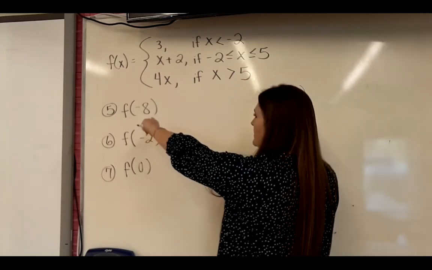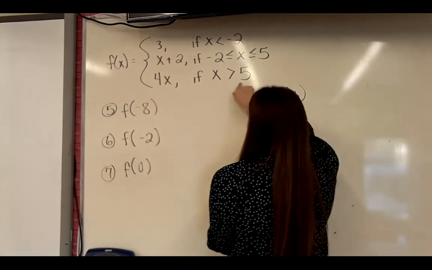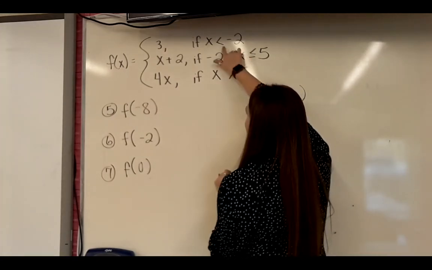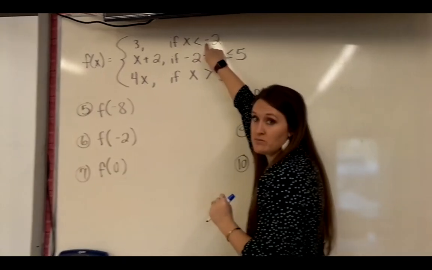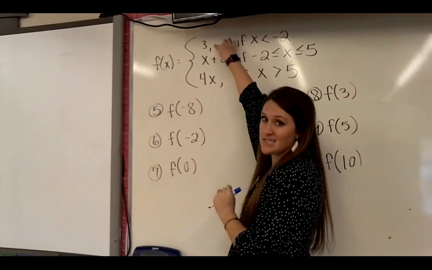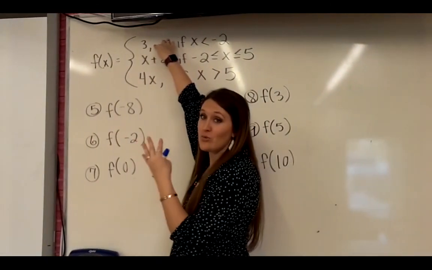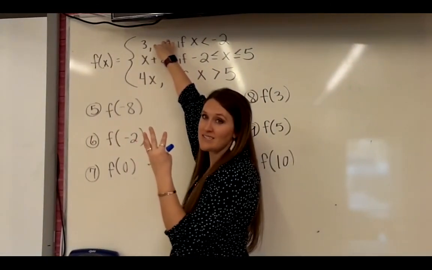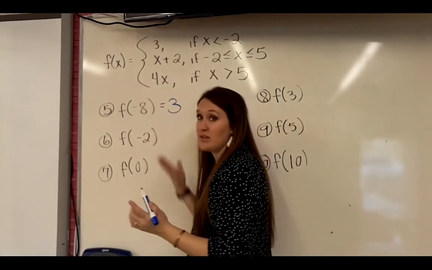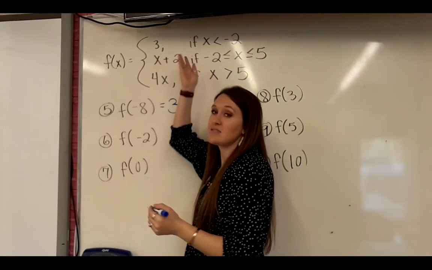So this first one, f of -8. If I look, that's not bigger than 5. It's not between -2 and 5. It is less than -2. Okay? So it would fall into that one. If you notice, is there even an x in this? No. So no matter what we have, if it's less than -2, it just equals 3. That one's kind of confusing, but it just equals that because there is no x.